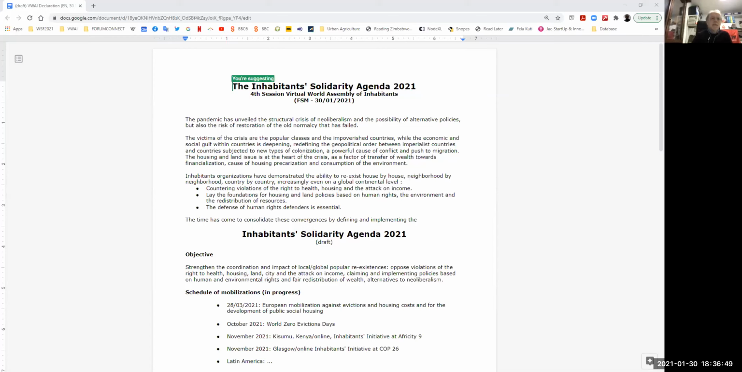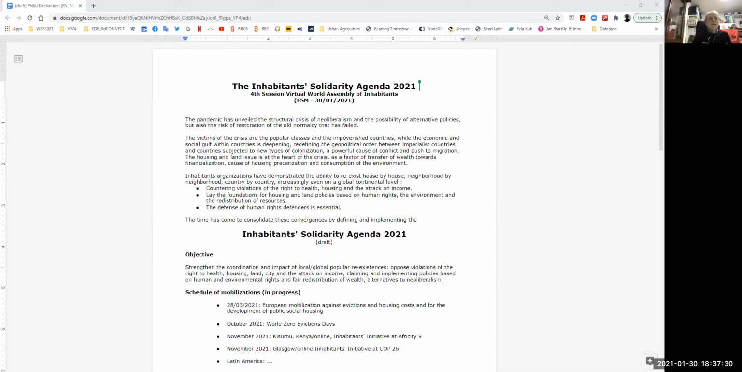The victims of the crisis are the popular classes and the impoverished countries, while the economic and social gulf within countries is deepening, redefining the geopolitical order between imperialist countries and countries subjected to new types of colonization. This is a powerful cause of conflict and push to migration. So the issue of housing and land is at the heart of the crisis, a factor of transfer of wealth towards financialization, cause of housing precarization and consumption of the environment.